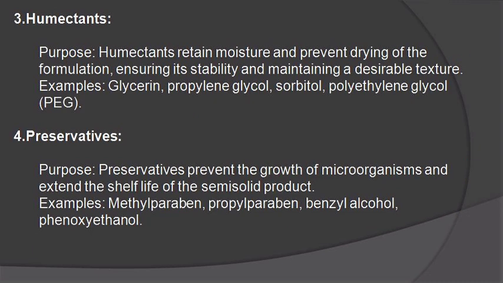Third, humectants. Purpose: humectants retain moisture and prevent drying of the formulation, ensuring its stability and maintaining a desirable texture. Examples: glycerin, propylene glycol, sorbitol, polyethylene glycol, PEG. Fourth, preservatives. Purpose: preservatives prevent the growth of microorganisms and extend the shelf life of the semisolid product. Examples: methylparaben, propylparaben, benzyl alcohol, phenoxyethanol.